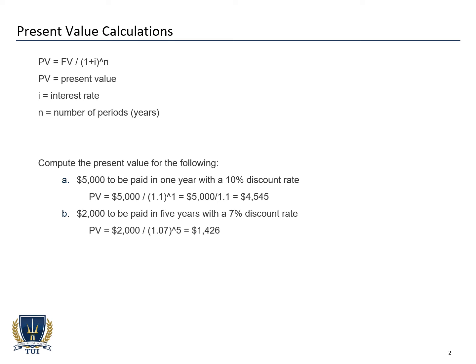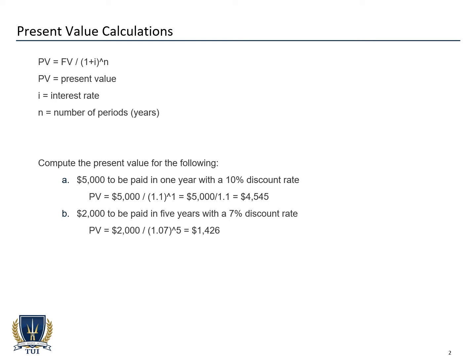So that's how we come up with our PV with just a 1 year period. Now, if it was in 2 years, we would take 1.1 times 1.1. We would take 5,000 divided by the result, and we'd have a lower number as our value. 2,000 to be paid in 5 years at a 7% rate is 2,000 over 1.07 to the fifth power, which is 1426. And that's 1.07 times 1.07 times 1.07 times 1.07 times 1.07.